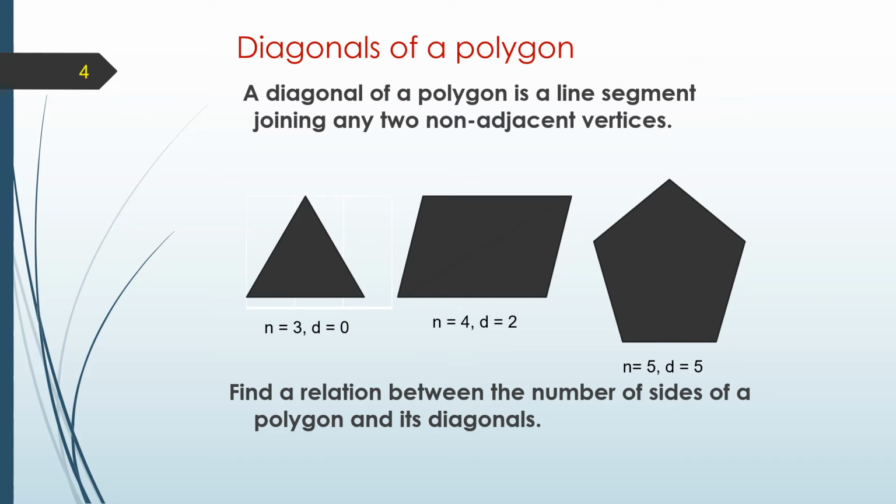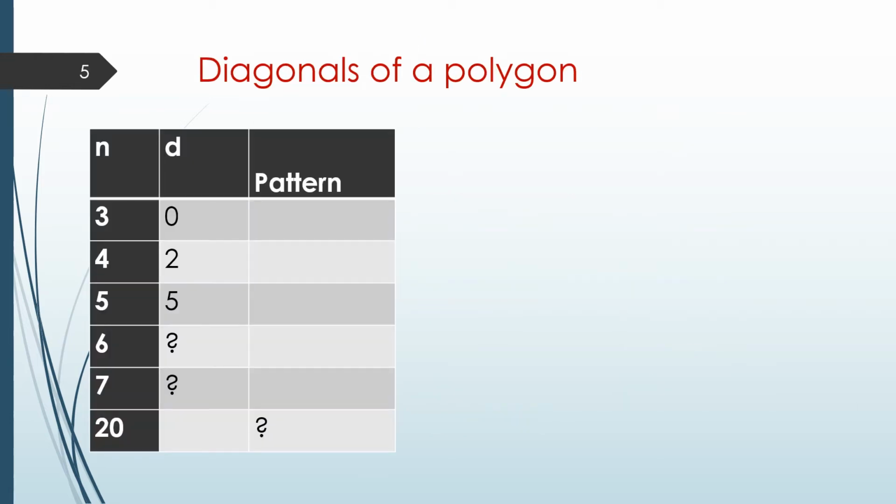For a pentagon, the number of diagonals will be 5. Now, the question is to find a relation between the number of sides of a polygon and its diagonals. Again, we can ask students to tabulate their results in a table. When N is equal to 3, D, the number of diagonals, is 0. When N is equal to 4, D is equal to 2. N is equal to 5, D is equal to 5.